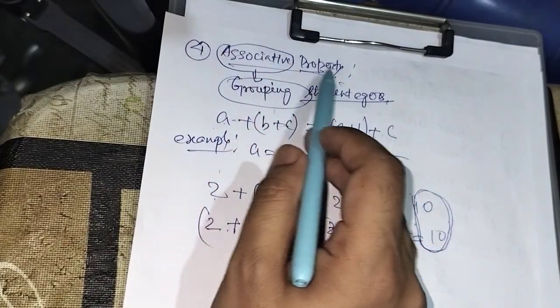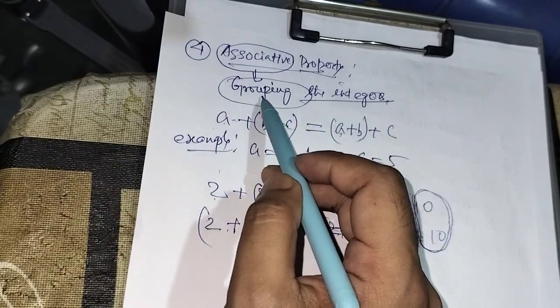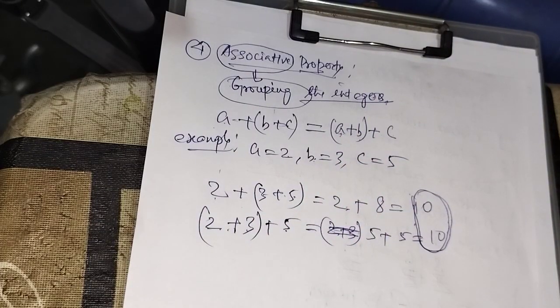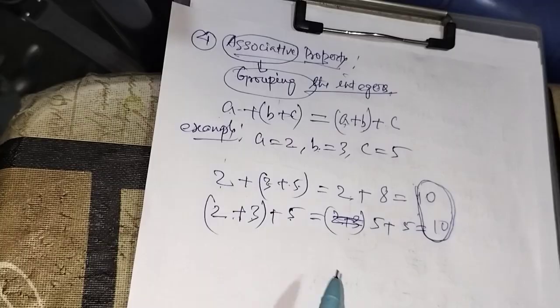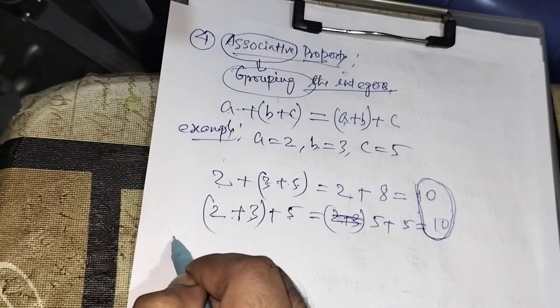So the associative property says grouping the integers. We can group the integers. Okay, we can group the integers.